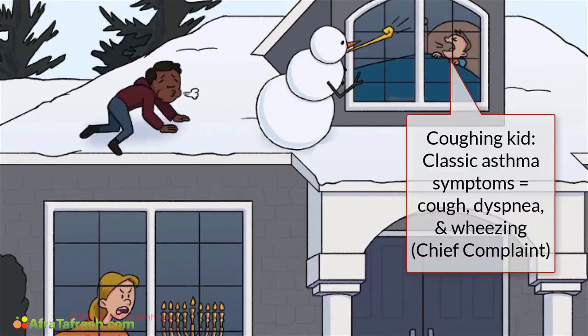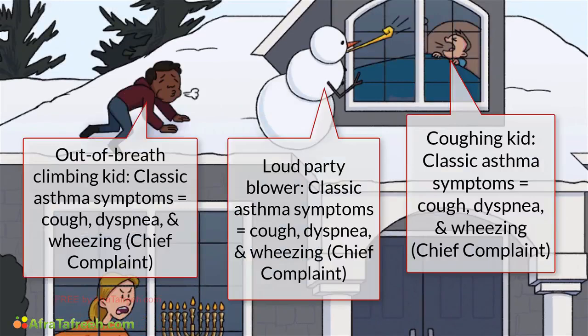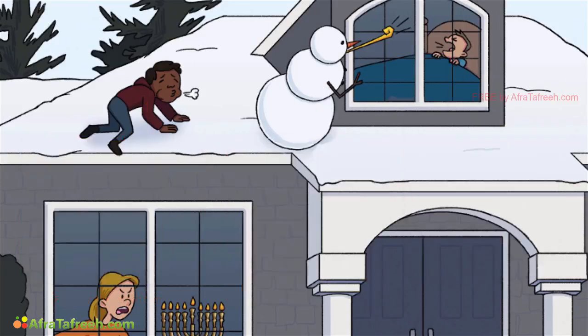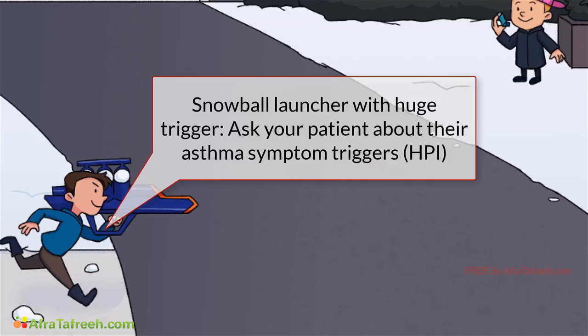The classic set of symptoms in asthma includes cough, dyspnea, and wheezing, represented by the loud party blower being used by that snowman creeper. Asthma-related cough is usually worse at night and may, in fact, be the only presenting symptom. Make sure to think about asthma in patients with chronic cough, especially when it's nocturnal, seasonal, or related to a specific trigger.